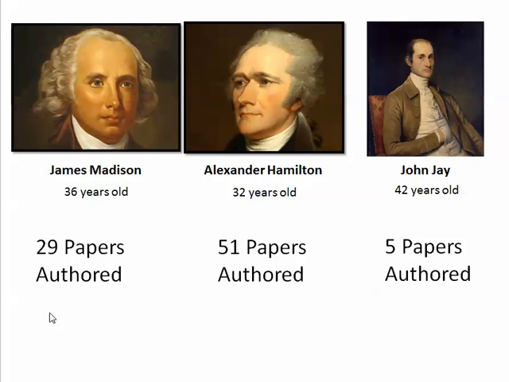These men wrote most of the Federalist Papers. Madison wrote 29 of them. There are 85 in all, and Alexander Hamilton wrote 51 of the papers. John Jay wrote only 5. So James Madison and Alexander Hamilton are really considered the foremost of the Federalists, arguing for this strong federal government under the Constitution.